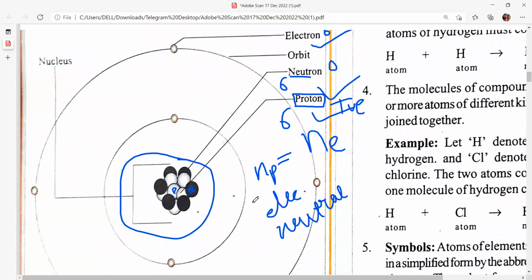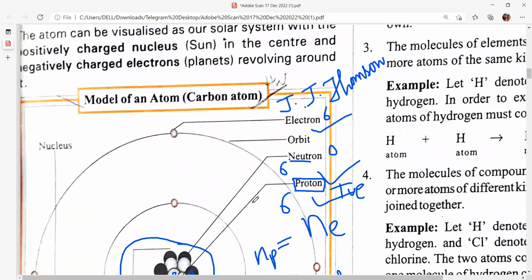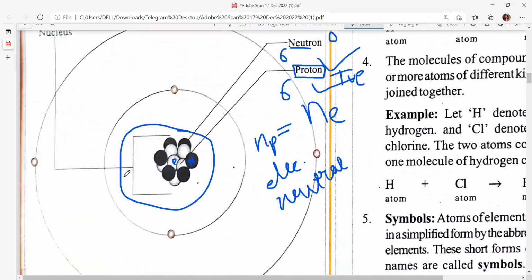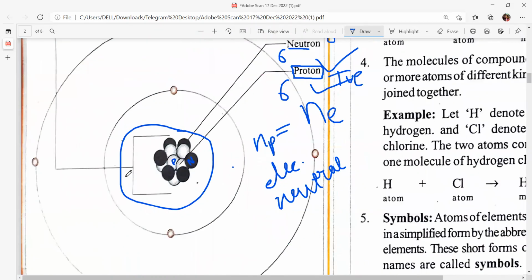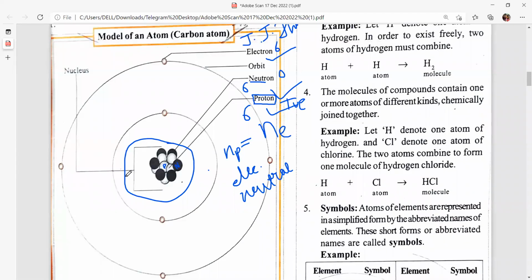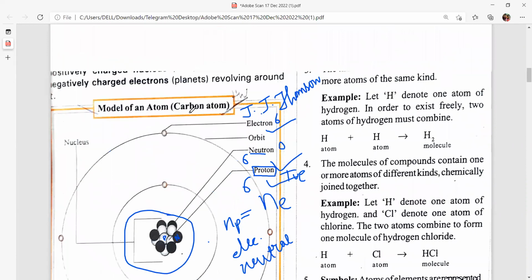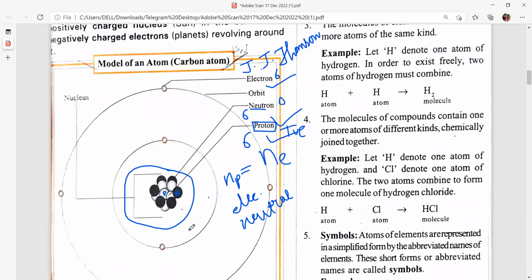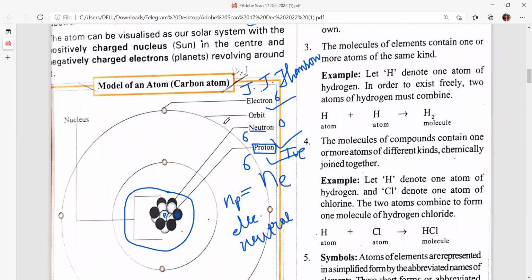Atom is electrically neutral. And if you see the structure of the atom, some students must be thinking about the solar system. In the center, you have the sun and other planets are rotating. So this atom structure is based on the solar system structure. And the center is the nucleus, and electrons are the planets revolving around the center.